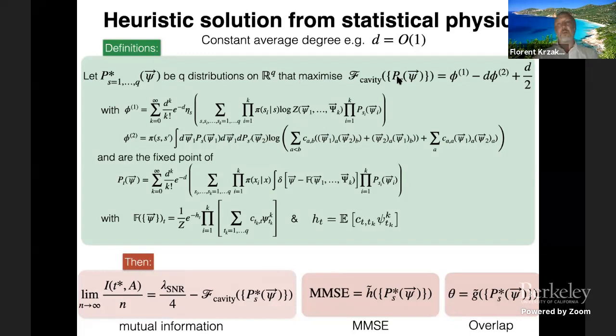Otherwise, it's exactly the same. Once you extremize it, you can compute the mutual information with the exact same formula. And again, the minimal mean square error or the best overlap are given by formulas that are directly a function of the fixed point distributions that extremize the cavity formula. All right, so this is what is obtained with physics style methods. You saw yesterday how they work in a nutshell.